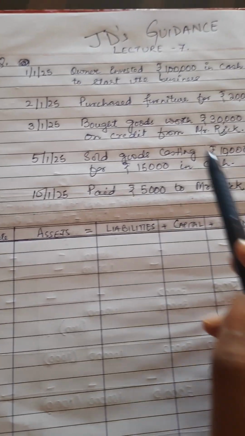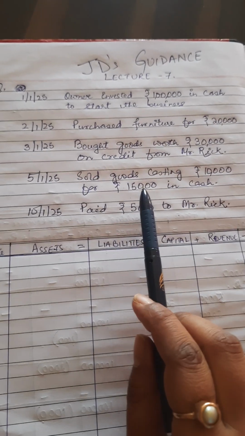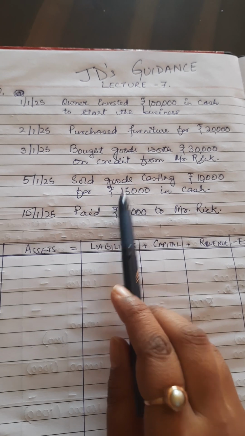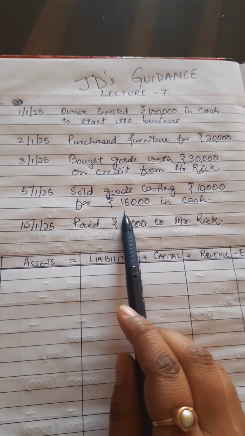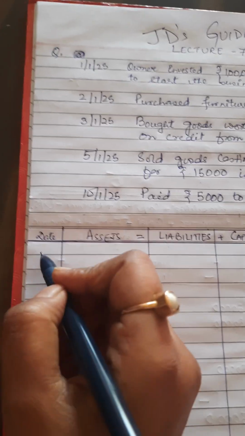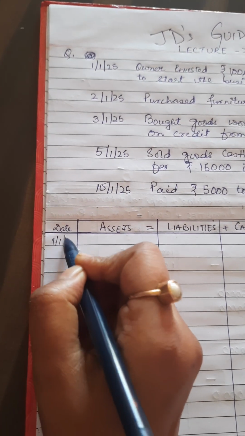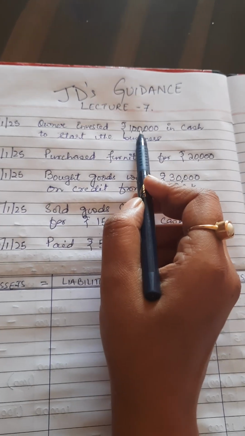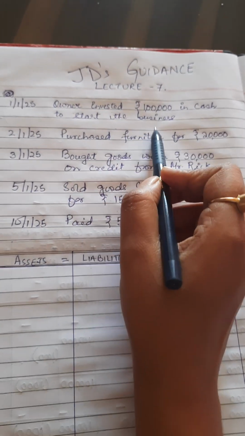Let's begin. This problem I shared with you in my last video, and I wanted you to practice it. However, I'm solving this. Hope you have practiced, and let's see how you have done it. So 1st January 25. Let's note the date. 1st January 25. What happened? Owner invested 1 lakh in cash to start the business.